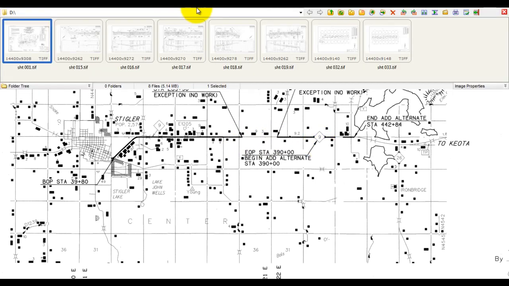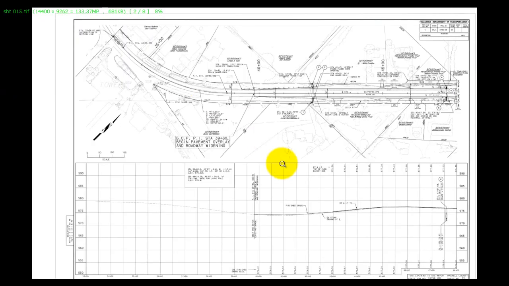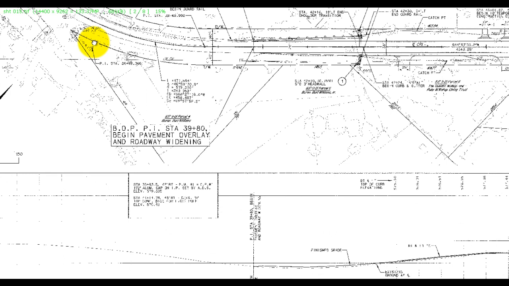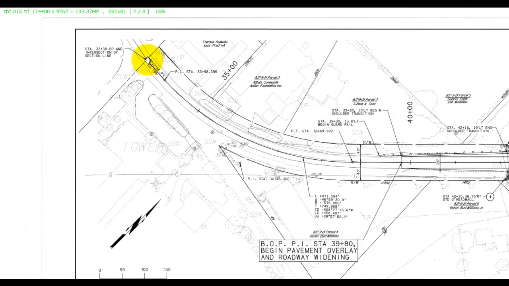And so if you'll move your cursor up to the top of the screen, then it'll drop down and every TIFF image in that folder is available here. So let's go to the next one, sheet 15. And again, I'm going to show you up at the top here. This is the plan and profile sheet, which we're going to get into profiles tomorrow or next project. But we're going to put in the alignment for this highway based off these construction plans. And I'm going to zoom in again and pan over to the beginning of it.